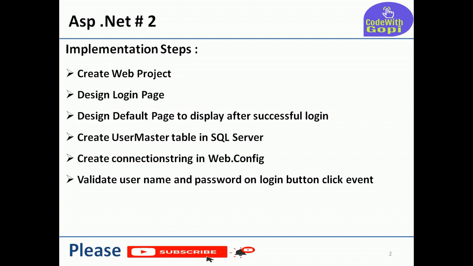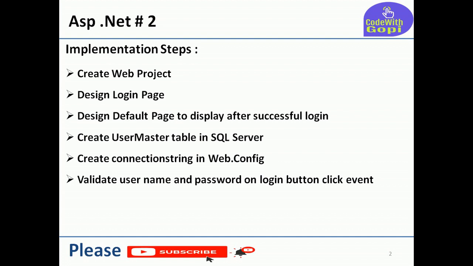And the next step will be to create one UserMaster table in SQL Server so that we can validate the login, whether it's available or not and the user ID and password are matching or not. For that purpose we will store some user IDs in the UserMaster and we will check it. Then the next step will be the connection string. So we are going to store our DB connection string in Web.Config, and from there we will access the connection string. And finally we have to validate the username and password on the login button click event. So whenever the login button is clicked, we have to validate the user ID and password.